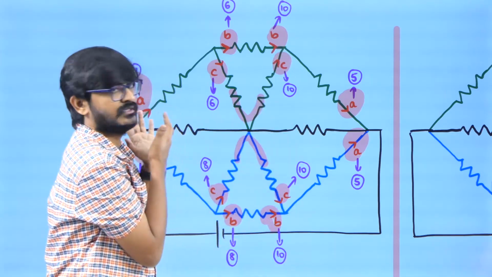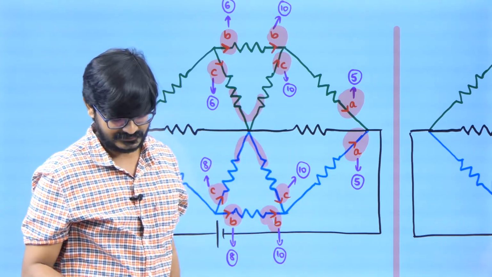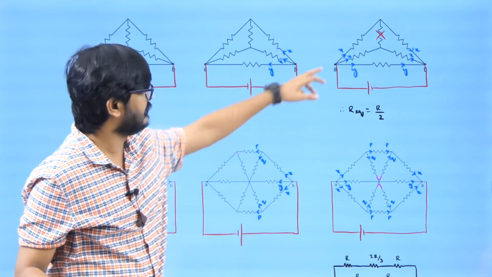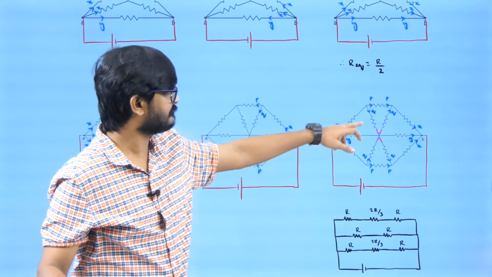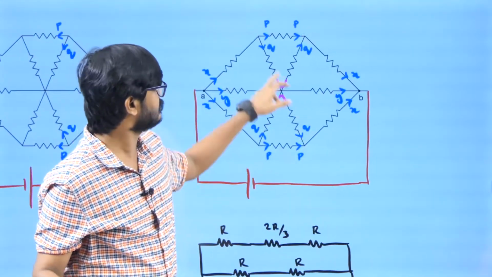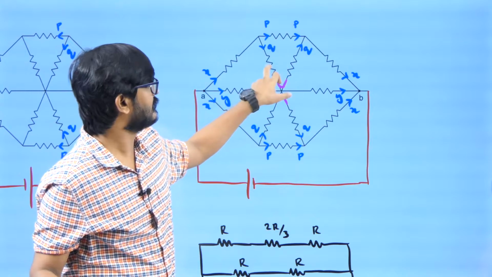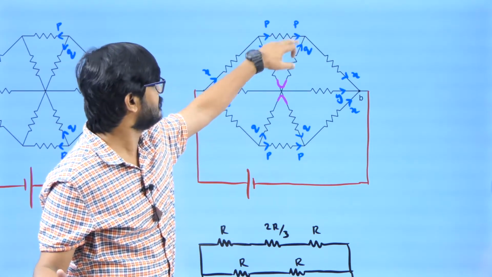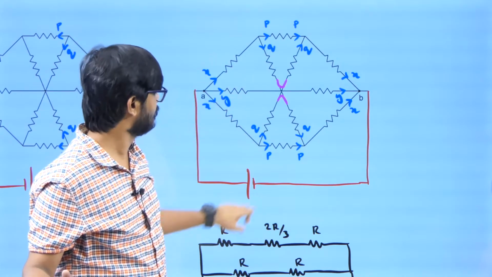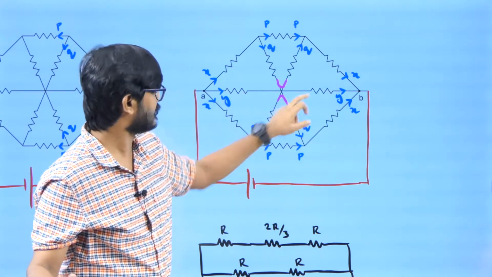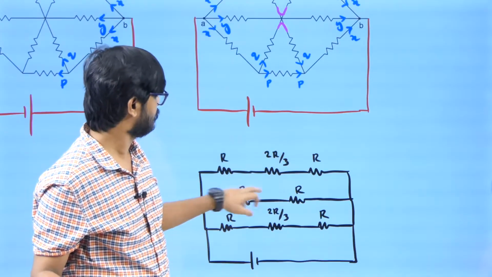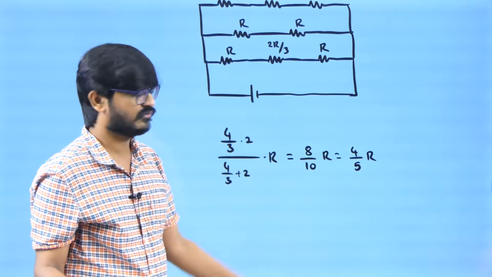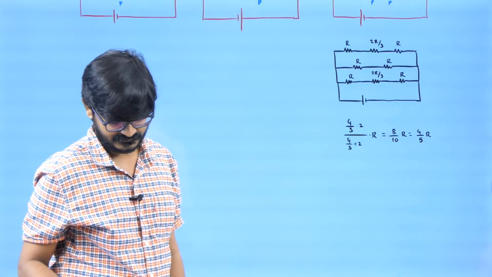Everything you can see once you put the currents. So what will be the equivalent resistance? Here we got R by 2. Here we understood we can remove this connection. So R and R, 2R, and R, 2R by 3. So instead of this entire thing, I can put 2R by 3. This is R, this is R. Now this is R and R, which is 2R, and this is R, so 2R by 3 and R. When you find the equivalent resistance, you will be getting 4R by 5.